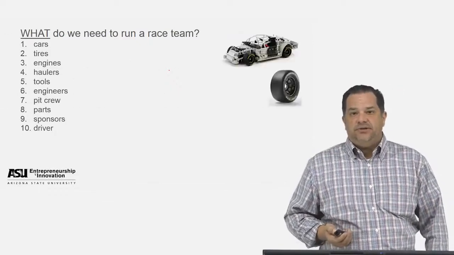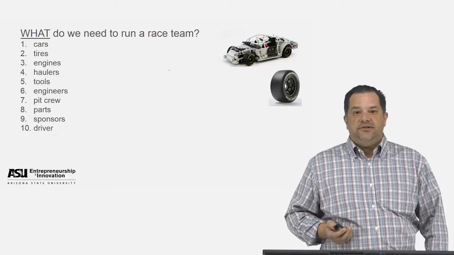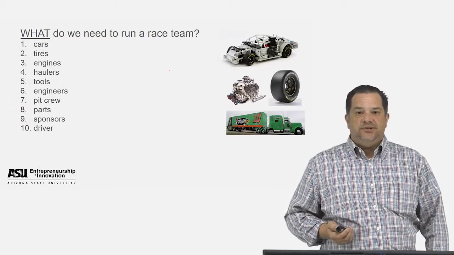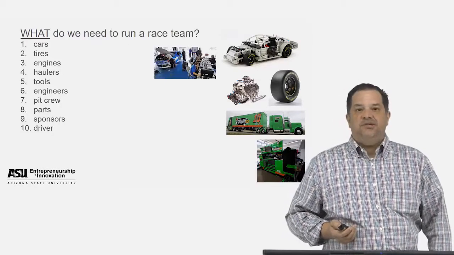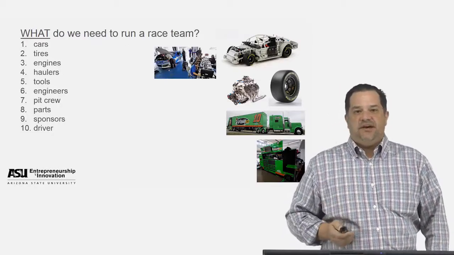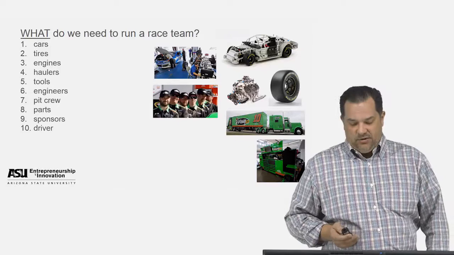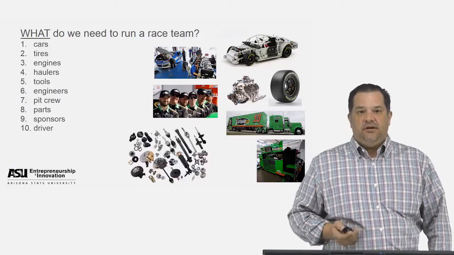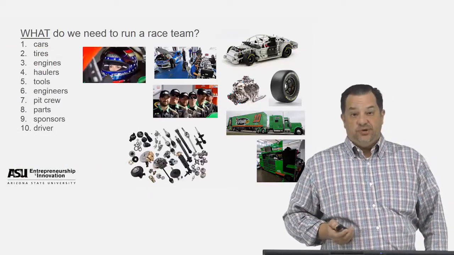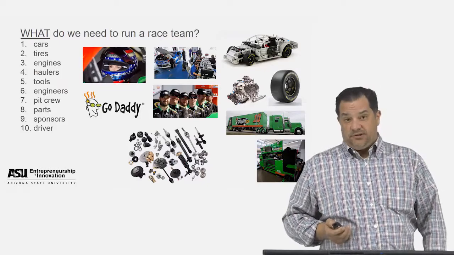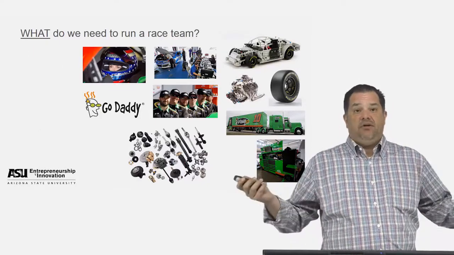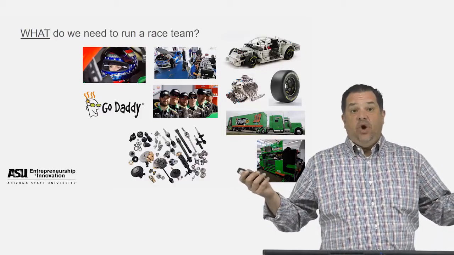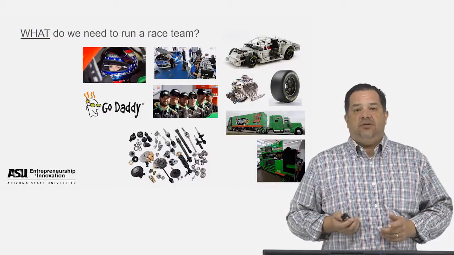So here are my pictures. There's my cars. There's my tires. There's my engines. There's my hauler. There's my tools. There's my engineers off to the right side of that picture. We've got our pit crew. It's a good-looking group there. We've got parts. We've got our driver. We've got our sponsor. And there we go. Okay? Here are all the things, the whats, the things that we need to run a race team.